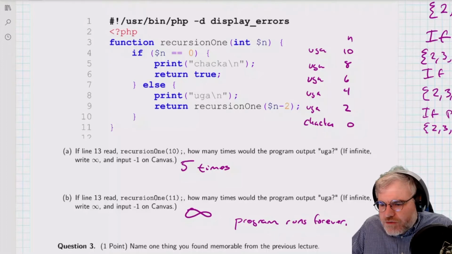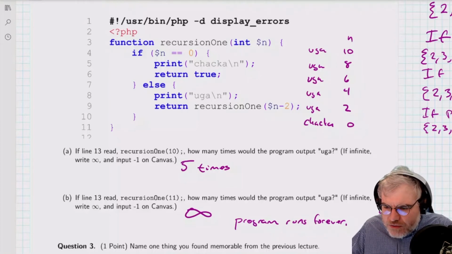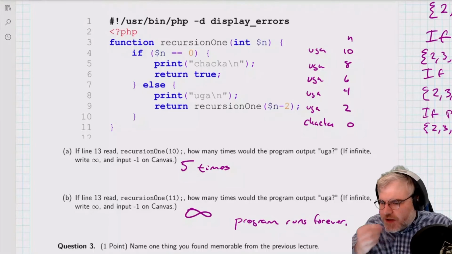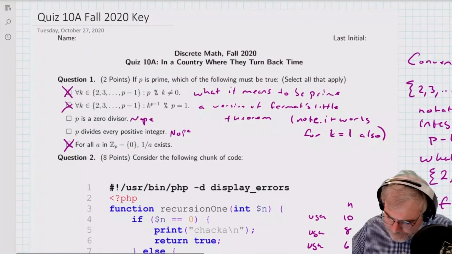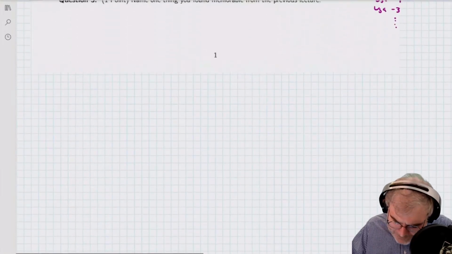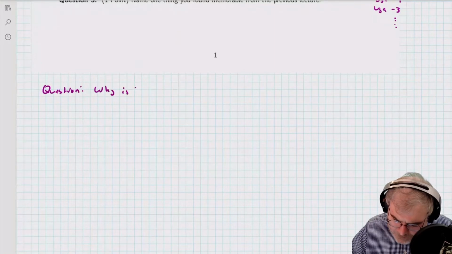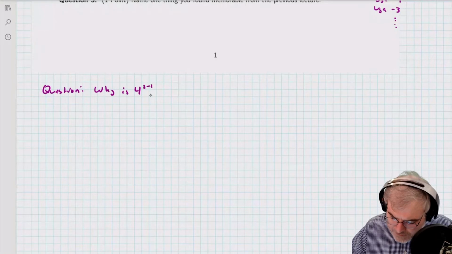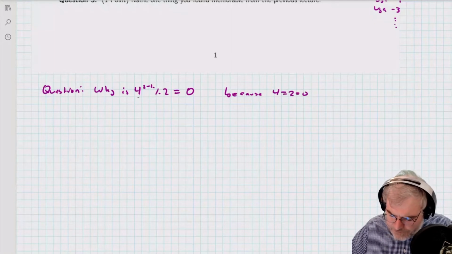So if we put 4 to, because 4 is not prime. Oh, wait, no. If you do 4 to the 2 minus 1 mod 2, because 4 equals 0. So here's the question: why is 4 to the 2 minus 1 mod 2 equal to 0? And the answer is because 4 equals 0. Right, so this right here is 0.